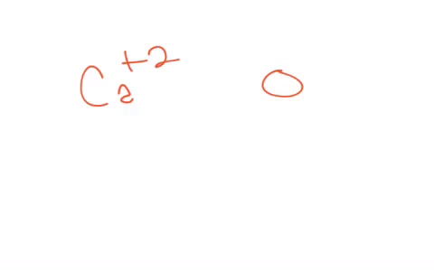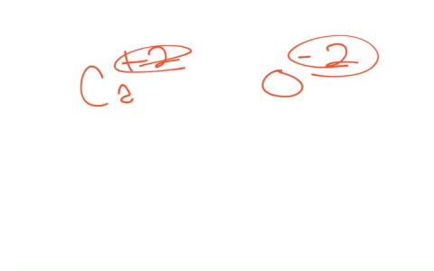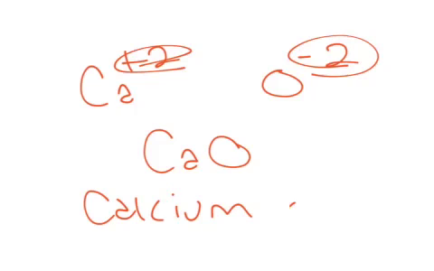Last one: +2 and -2. Since these numbers are the same, that means they cancel out. So we are sort of crisscrossing them, but if they're the same number, you don't have to write them. For calcium, it means you just need 1 of each. So this is calcium oxide.